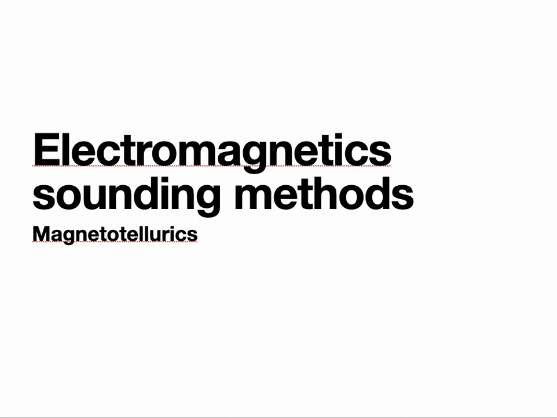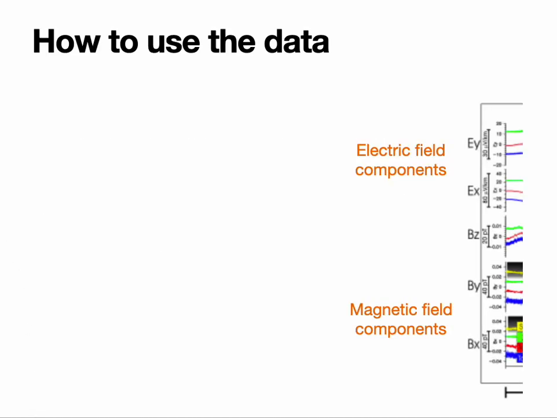This is the second part of the lecture on magnetotellurics, MT. So we will discuss how to use the data which is acquired in the field. Remember that at one station we basically measure the electrical field components, so the surface electric field, Ex, Ey, and the three components of the magnetic field, Bx, By, and Bz. What can we do with these measurements?